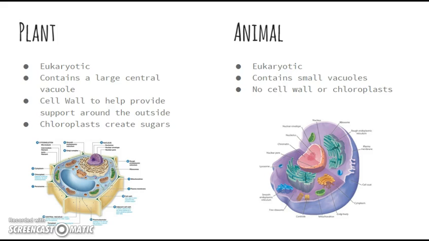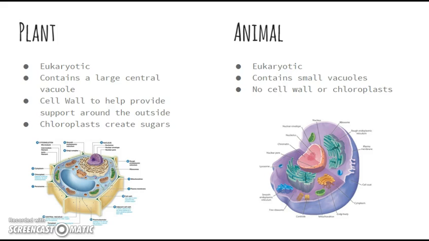And there are big differences between them. In the plant cell, they're both eukaryotic, but the plant cell contains a large central vacuole, which is going to contain a lot of fluid, and it is also going to contain macromolecules for storage. It's also going to contain a cell wall to help provide support around the cell. It's going to be a very rigid cell.